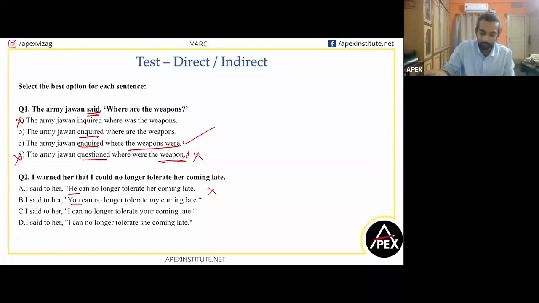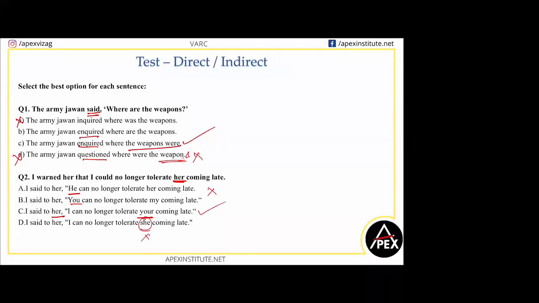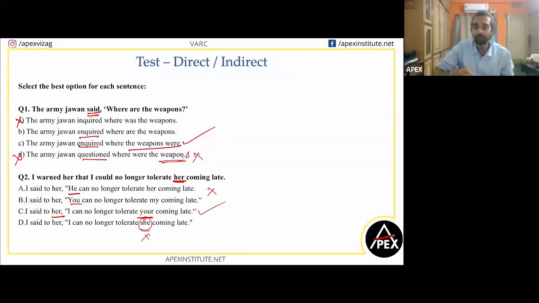Okay. So where was I? I was talking about the second question. Look at option C: I said to her, I can no longer tolerate your coming late. Now this your is what changes to her, no? Yes, because her is over here. That means she's a woman, no? So definitely this will become correct. You cannot use she. That is extremely wrong.